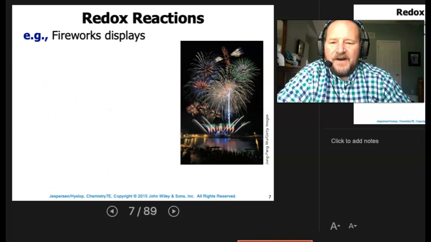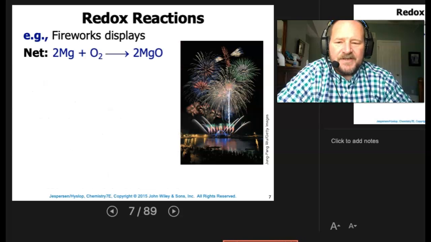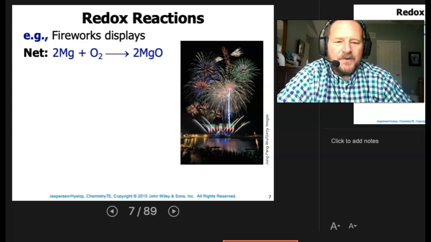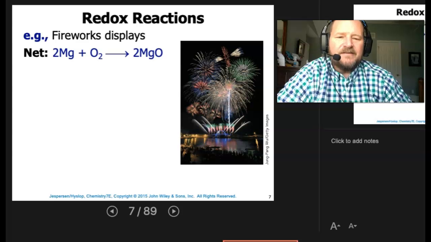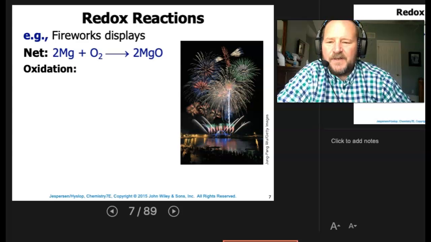All right, so how about fireworks? Fireworks displays, we're going to take magnesium plus oxygen. We're going to produce magnesium oxide. And of course, it's going to give off bright white light. And that's going to give us our fireworks display.